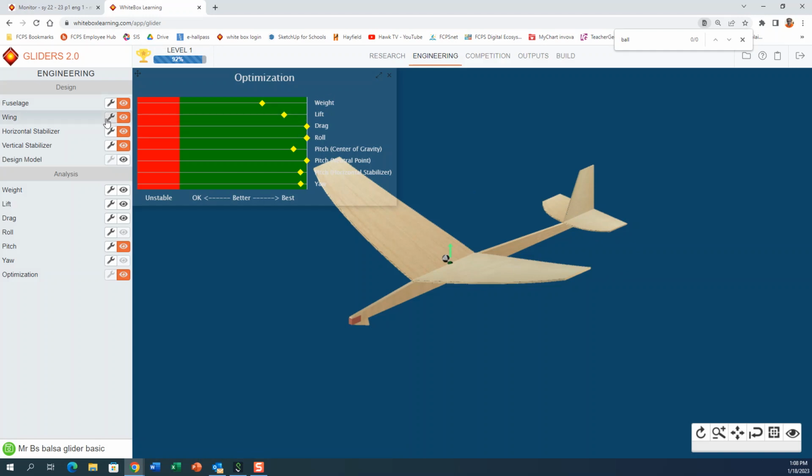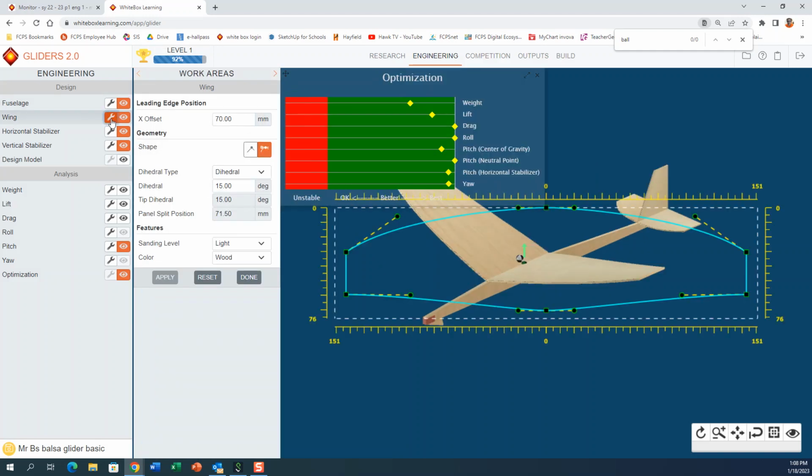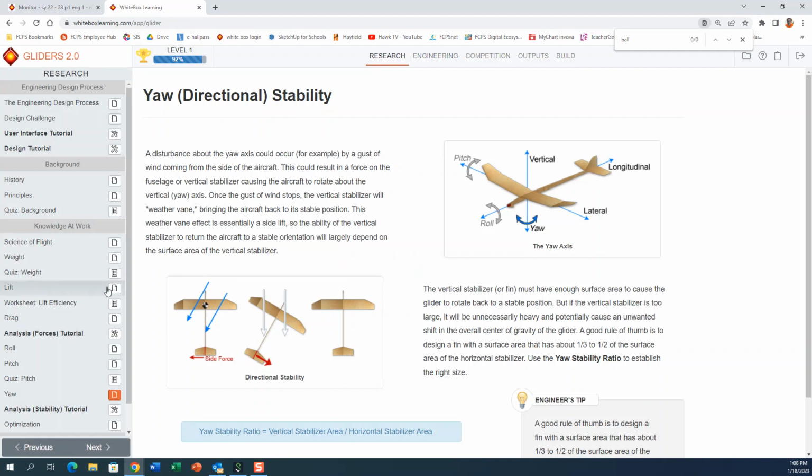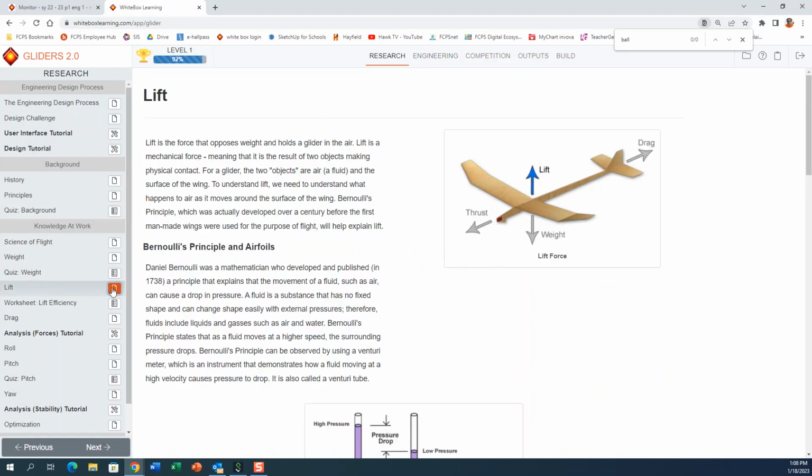So let's take a look at this wing, okay? Now, I could try some different designs with the wing, but there's something I want to call your attention to. They talk about sanding right here. Sanding level is light. In other words, this was barely sanded at all. All right? Let's talk about that a little bit, going back over to lift, because the more lift we have, the longer this plane should fly.